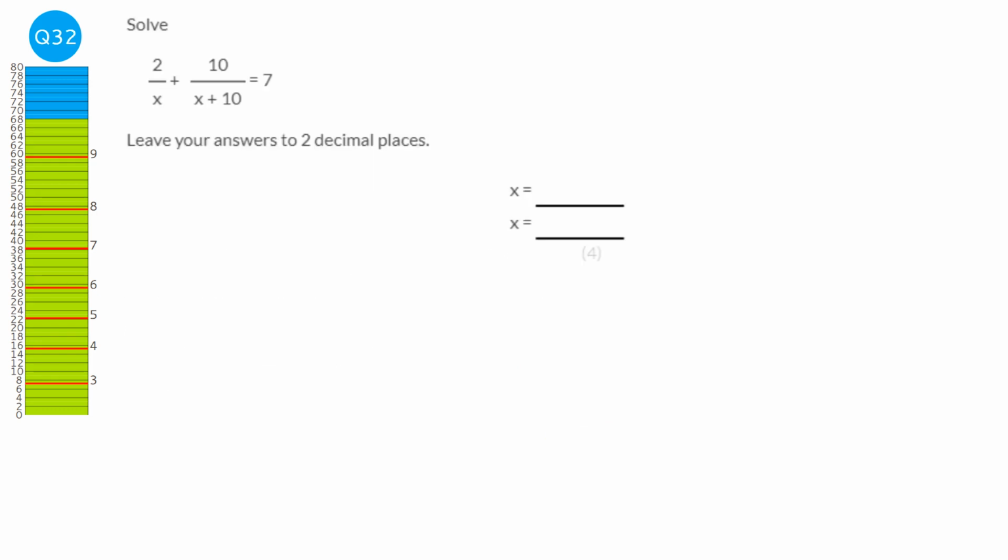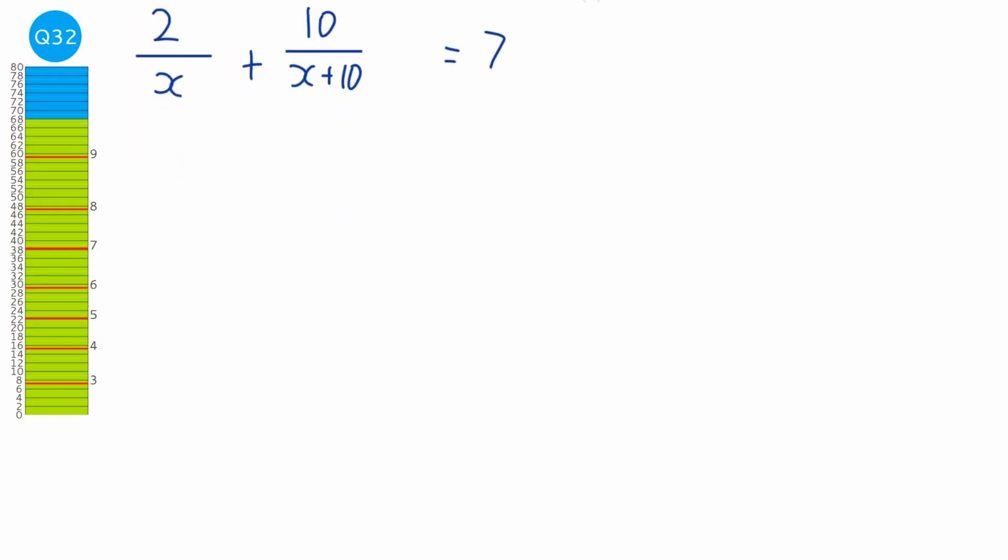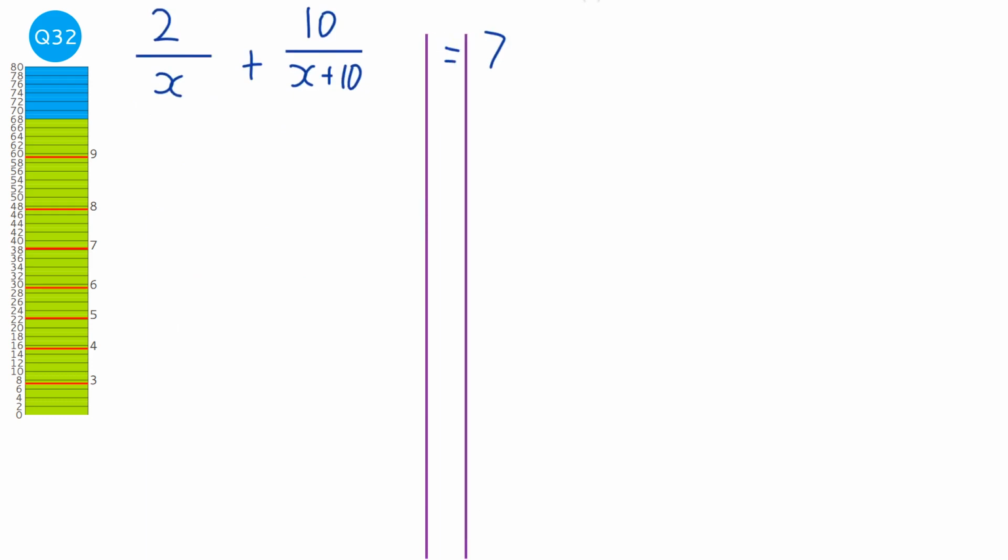As always with this type of question, we want to get rid of the fractions or brackets if we have any. Here we've got some fractions, so we're going to start by getting rid of them. I'm going to start by copying down the question, and I'm going to give plenty of space because these kind of questions do get out of control quite quickly. So we've got 2 over x plus 10 over x plus 10, and then we've got equals 7. So I'm just going to scroll down and give us lots and lots of space. Put my tram lines in for the equals.